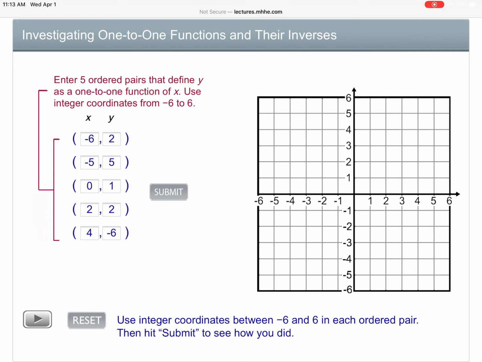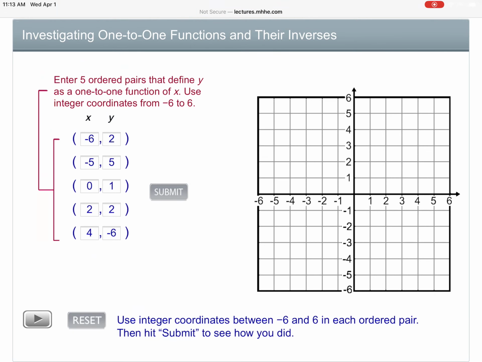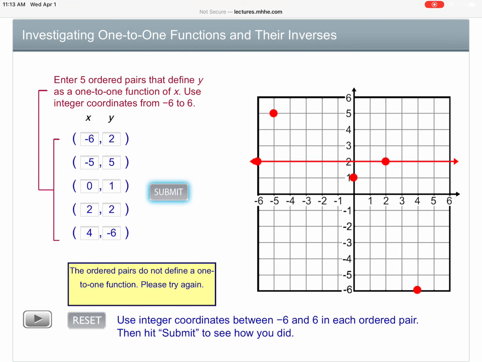So I plotted a couple of these random y values that I just picked. And you notice that a y value is repeated here, right? What's the y value that repeated? 2, right? I used 2 up there, and then I used 2 again down there. Now, this is a function though, right? Because as long as x values are all different, y values can repeat. So this is a function.